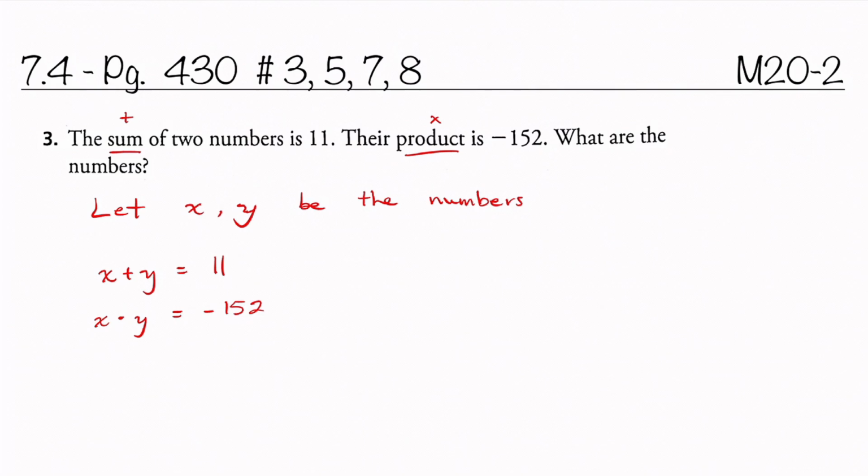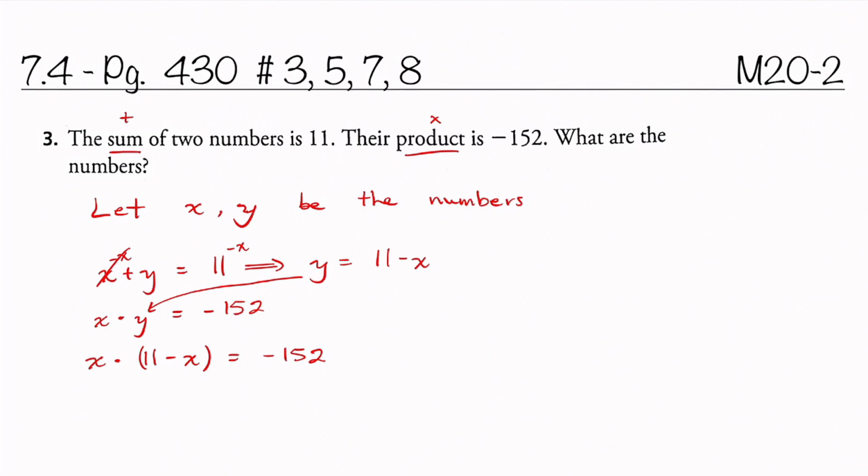And then I'm going to modify this first one. I want to get it to be either x equals or y equals, so I'm going to make it y equals. To do that, I've got to get rid of the x here. I have to do that on both sides, so the x's cancel, and then I just have y equals 11 minus x. Then I take that and plug it in where I have y here. So it's now going to become x times 11 minus x equals negative 152.